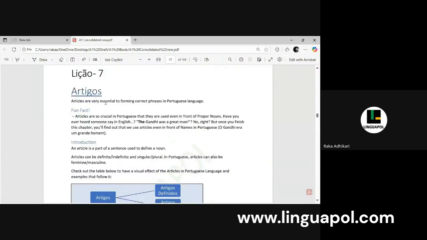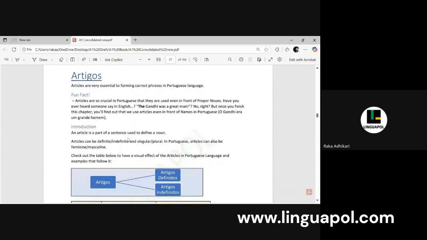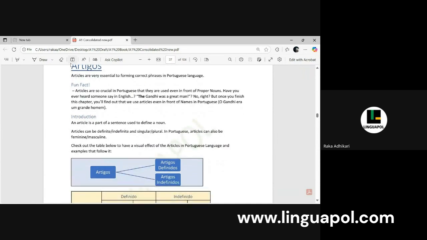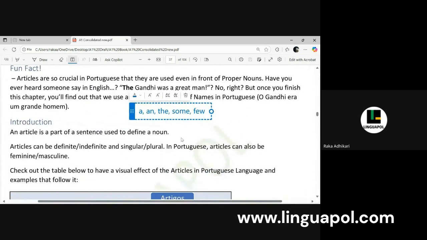Okay, Artigos. So today we will do the chapter of Artigos. Artigos are articles. So what are the articles that we have in English? A and the. Exactly. A and the. We also have some and few. These are also articles. So for these in Portuguese, we have many words. We'll see what are the words.